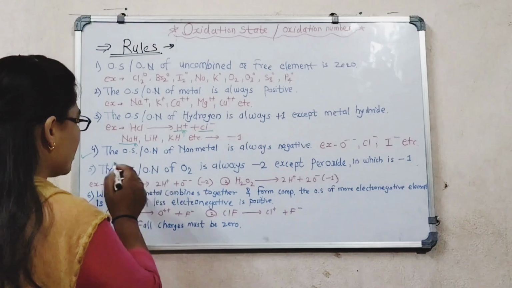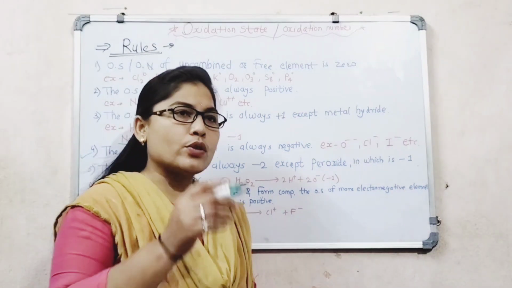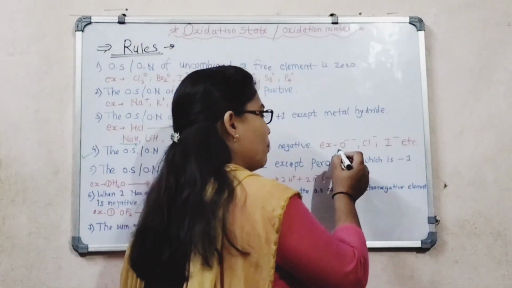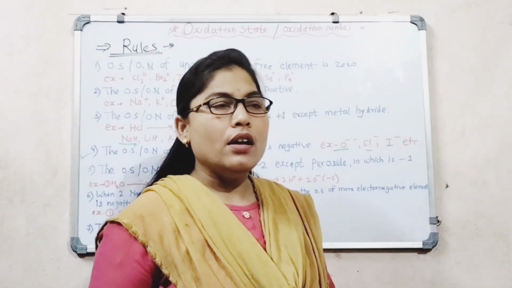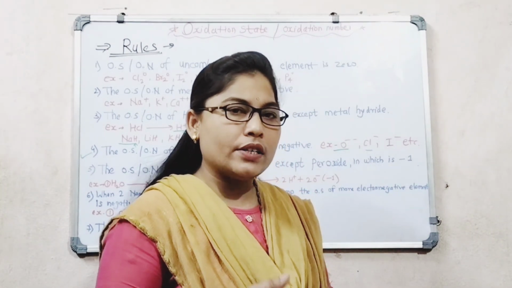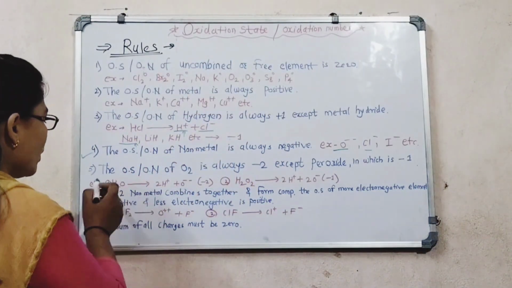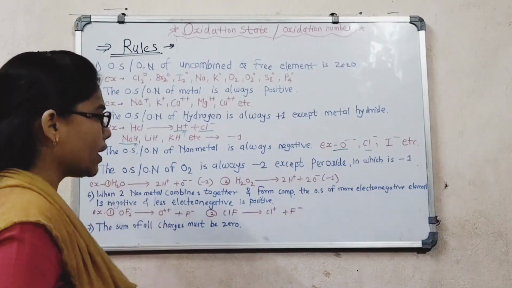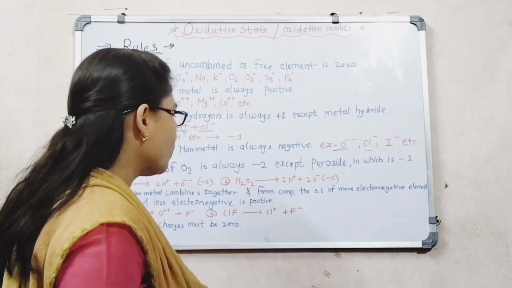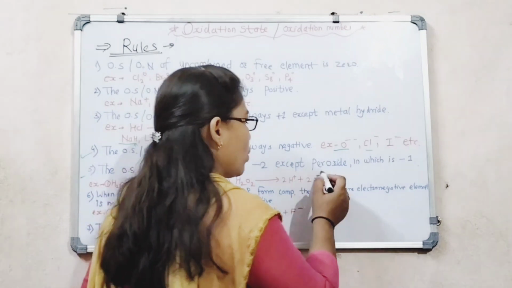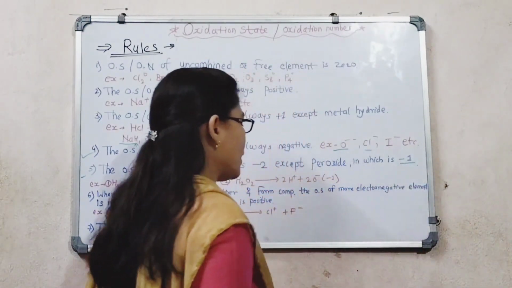Then the fourth rule is that the oxidation state of a non-metal is always negative. For example, O--, Cl-, I-, etc. These are all non-metals and they have a negative oxidation state. Then the fifth one is that the oxidation state of oxygen is always -2 except in peroxides. In peroxides, the oxidation state of oxygen is -1.